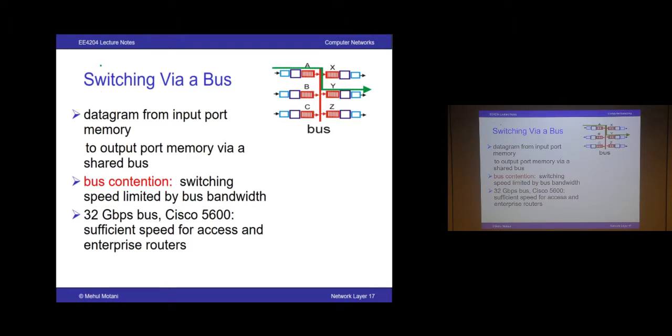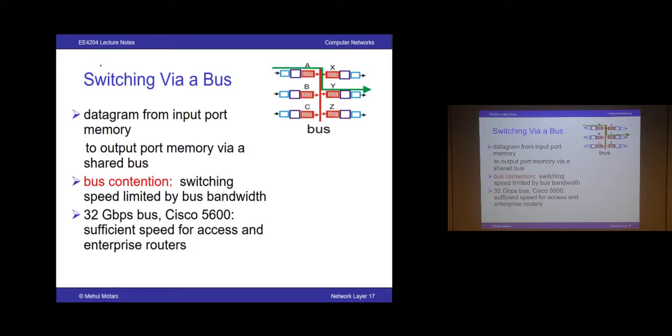So switching via bus, probably most second generation routers are using this. The thing about this is that because it's a shared bus, you can only have one transfer between input and output at a time. Here the transmissions are from an input port to an output port, that's the transmission on the shared medium. If you look at this here, what's in green is a transmission from input port A to output port Y.